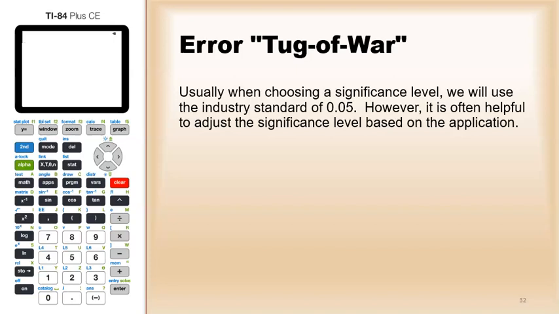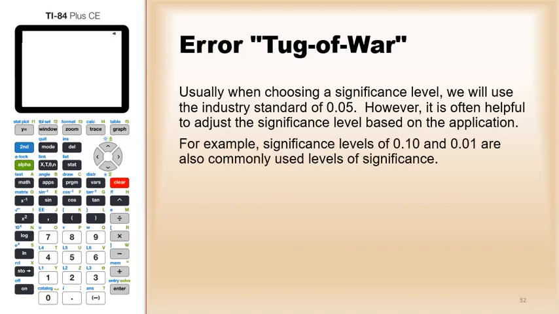Usually when choosing a significance level, we're going to use the default industry standard of 0.05, and almost every problem this quarter will end up using 0.05. However, it is often helpful to adjust that significance level based on the application. So for example, sometimes you may go with 0.1 or sometimes you may go with 0.01. Those are also commonly used levels of significance.